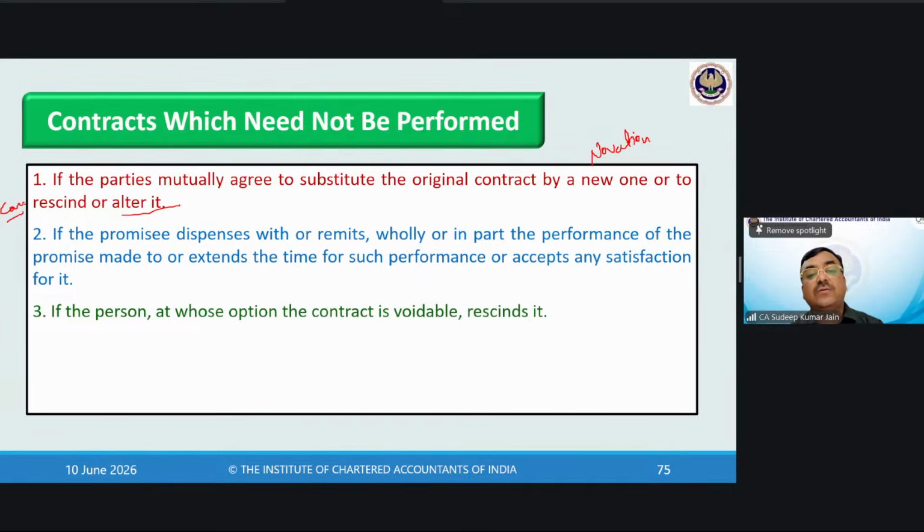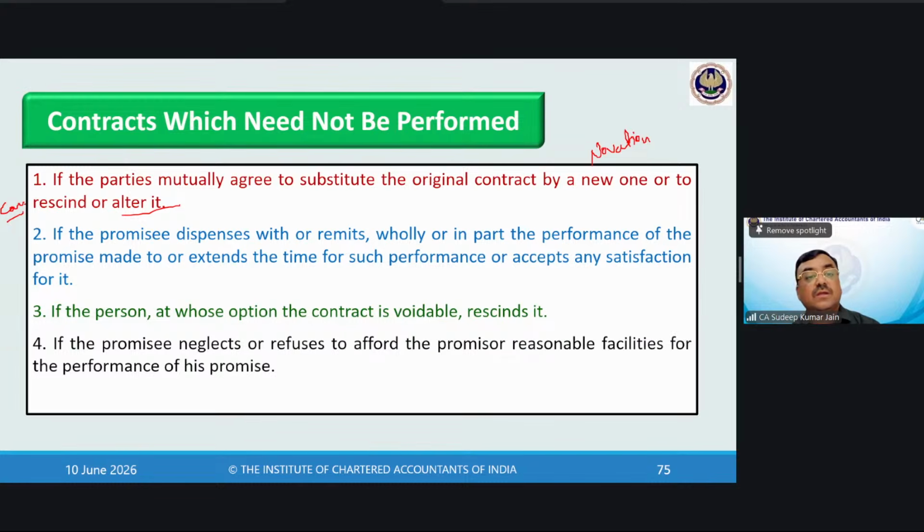If the person at whose option the contract is voidable, we have discussed the voidable contract. If the party at whose option the contract is voidable has the contract cancelled, the contract need not be performed. If the promisee neglects or refuses to afford the promisor reasonable facilities for the performance of his promise: suppose A wants to deliver the required material decided in the contract to B, but B is not allowing. For example, the godown should be opened, but B is saying that my godown cannot be opened. So in that case, one party wants to perform, the other party is preventing him from performing. Then the first party need not perform.